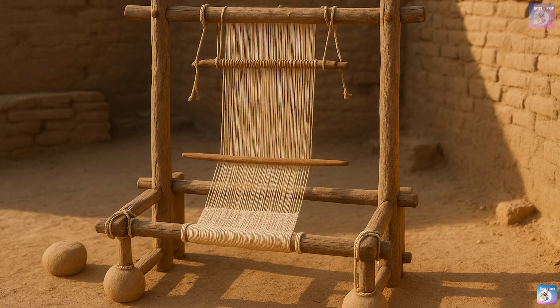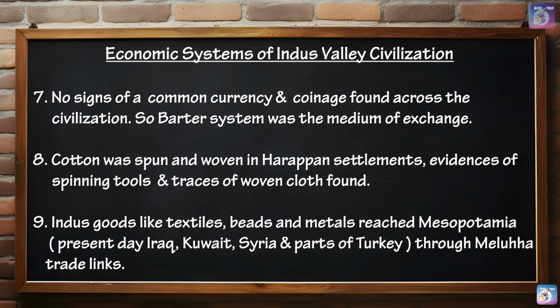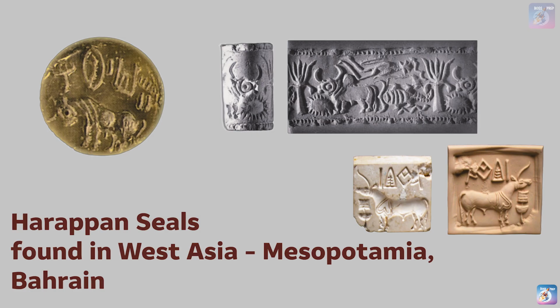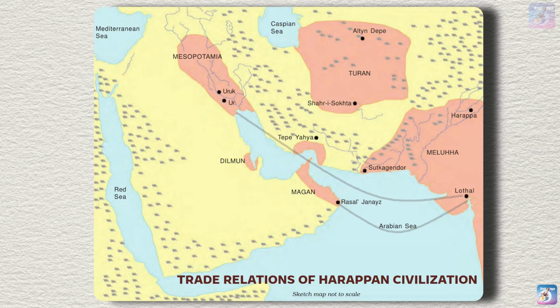Cotton was spun and woven in several settlements. Archaeologists have found spinning tools and traces of woven cloth that confirm textile work. Textiles moved in local exchange and also reached trading partners beyond the region. Indus seals and beads discovered in Mesopotamia confirm contact between the two civilizations.